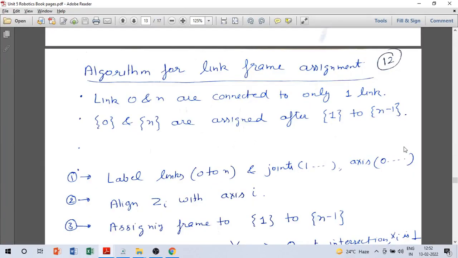In this session, we will look at some examples. But before that, let us talk a little bit about an algorithm for link frame assignment. We already discussed in the last session the Denavit-Hartenberg notation and a systematic procedure for assigning frames. There is a little bit more to that procedure, and this algorithm is there to help us, because sometimes there can be confusion in frame assignment, so it gives us some steps.